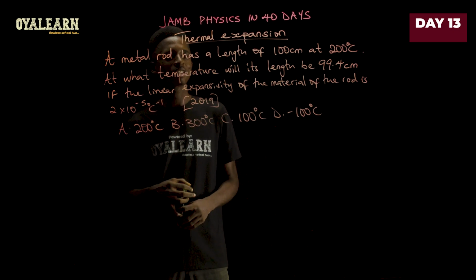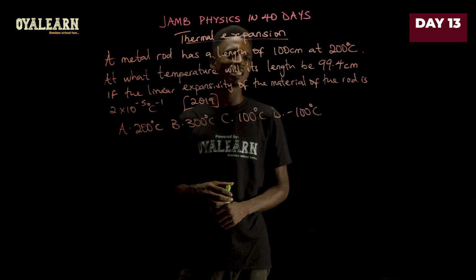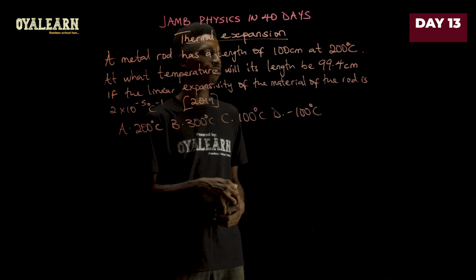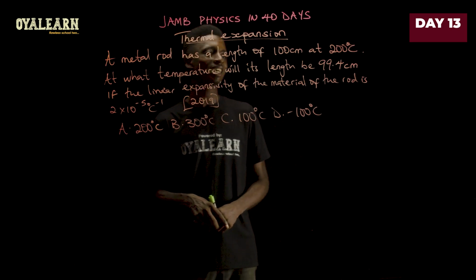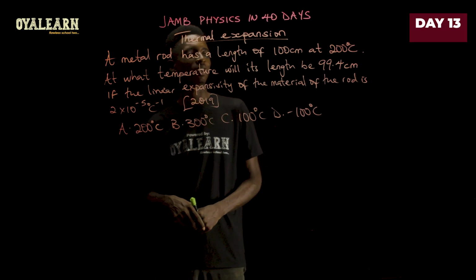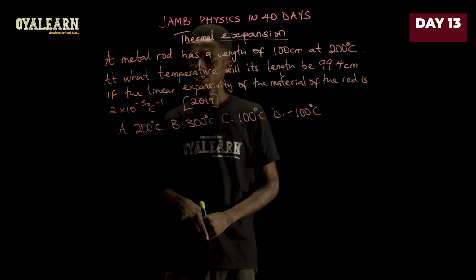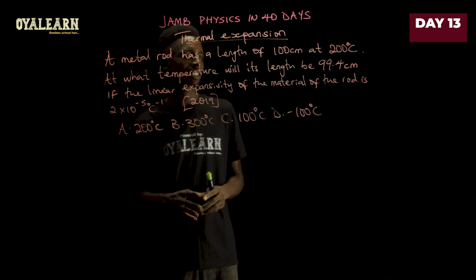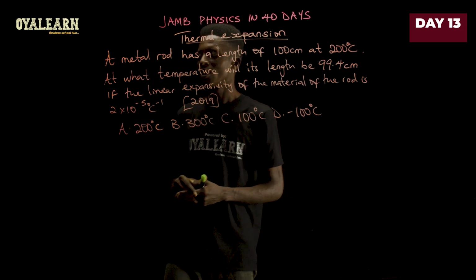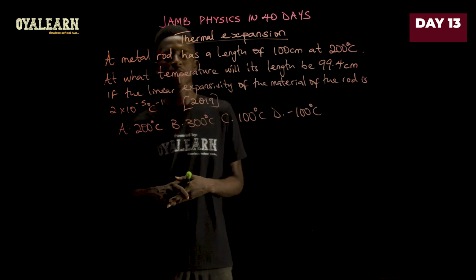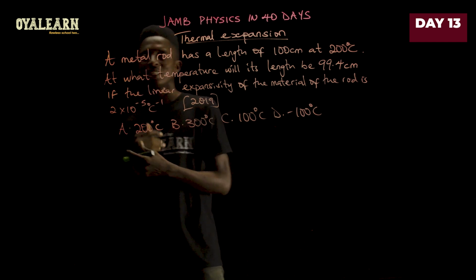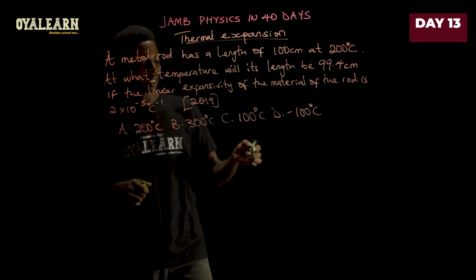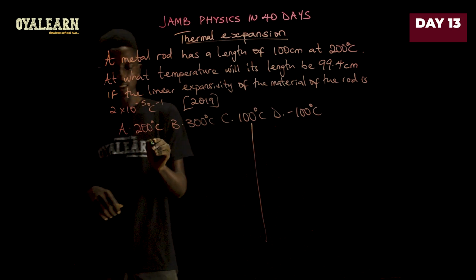A metal rod has a length of 100 centimeters at 200 degrees Celsius. At what temperature will its length be 99.4 centimeters if the linear expansivity of the material of the rod is 2 times 10 to the power negative 5 per degree Celsius? Now, this is a 2019 UTME question, and to solve this, we're going to apply this equation.